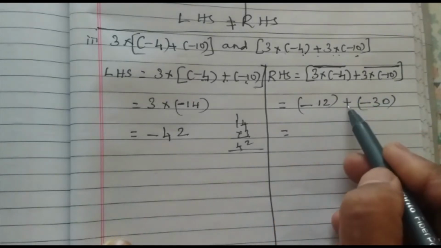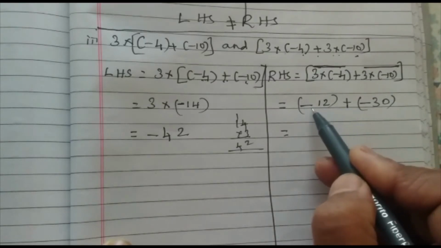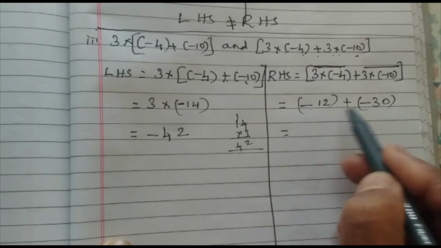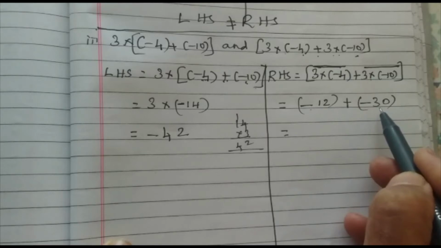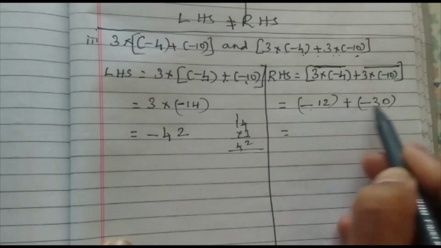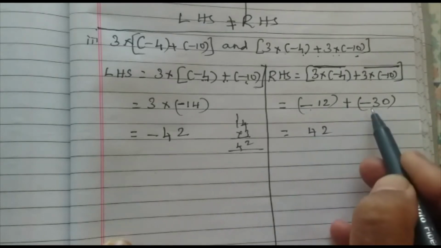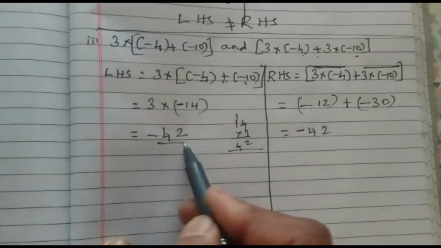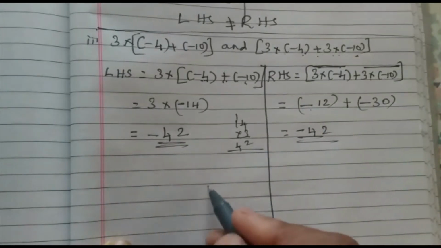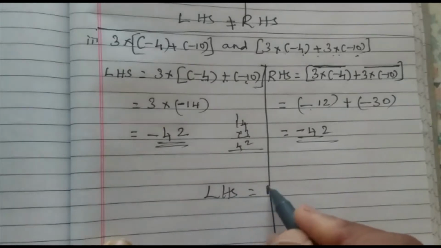Okay, what is next? Now it is addition. What we are going to add? Minus 12 and minus 30. Signs are same. So what do? Add and put the common sign. So 30 plus 12 is 42. Both the same. Common sign is negative. Look at this. Minus 42 and minus 42. Therefore, LHS equal to RHS.